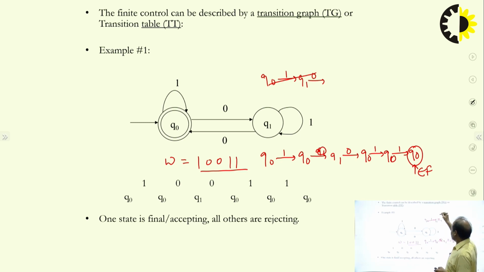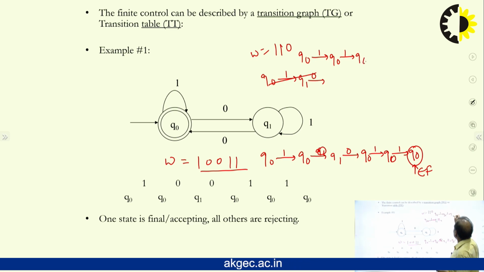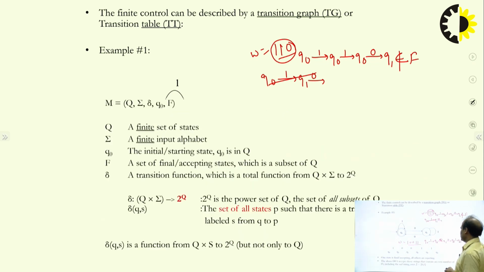On the other hand, suppose we take w equal to 110. We start from Q0, Q0 on 1 is Q0, and again Q0 on 1 is Q0, and then we go on 0: Q0 on 0 is Q1. We are done with the input, the input is exhausted. If Q1 is not a final state, that means this input is going to be rejected. So this is the simplest model, where input is either accepted or rejected.